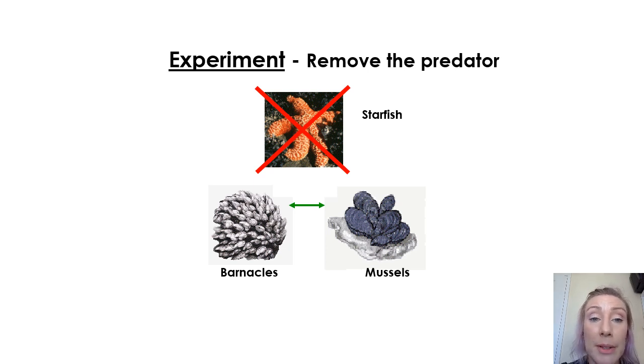So in this experiment, the scientists went to the rocky shore with a bucket and removed all of the starfish from that rocky shore. They had obviously measured the population sizes of the barnacles and the mussels before the start of the experiment, and then they measured them repeatedly over a few weeks once the starfish had been removed. And what they found was surprising.